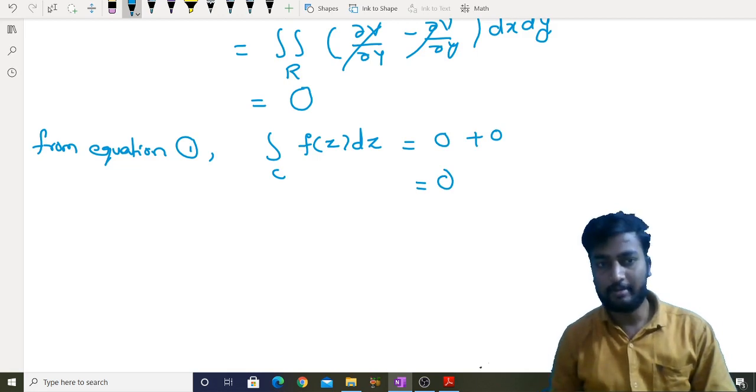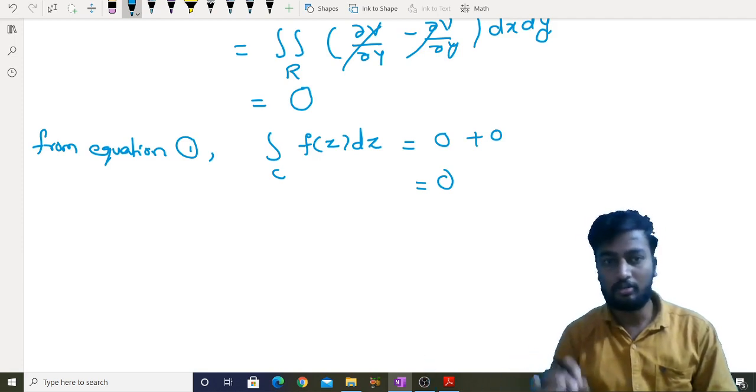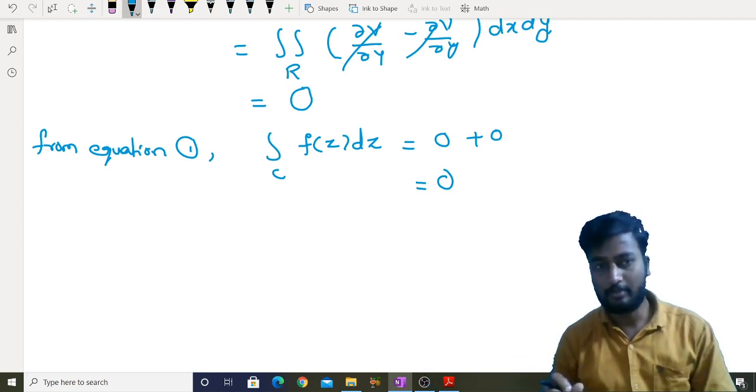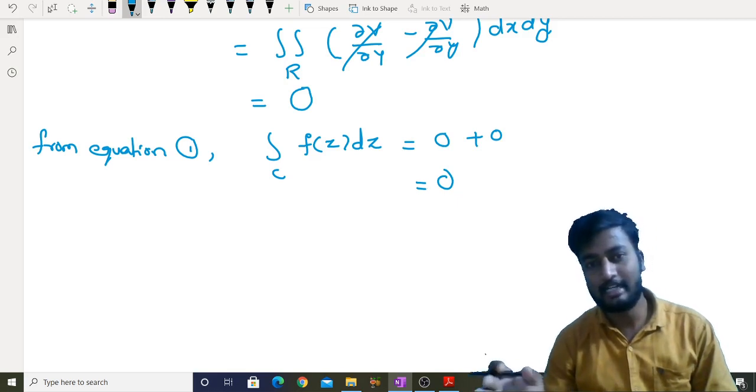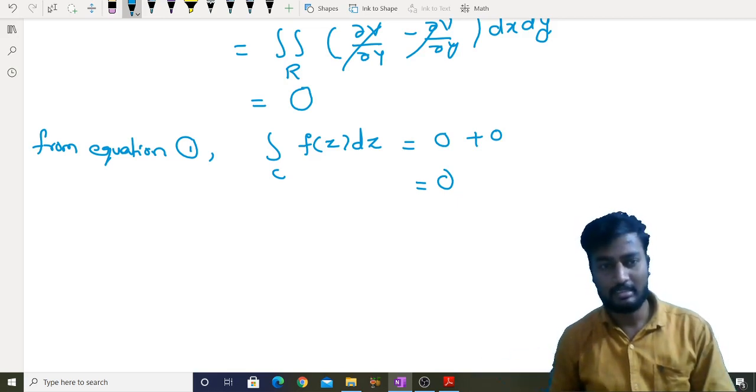First you have to remember the statement clearly. f of z is analytic within and on a contour C, that is our first point, and f dash of z is continuous, second point. Then what Cauchy's theorem says is that the integral of f of z dz is always 0, right? We can see the problems.